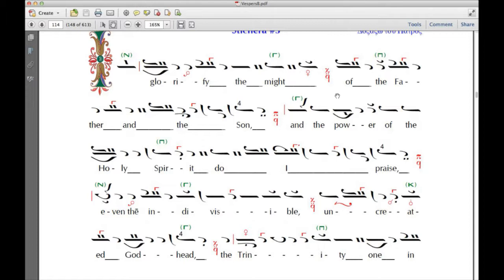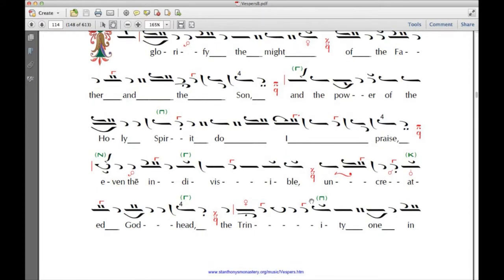Okay, so then 1, 2, 3, 4. On the fourth line, there's again the enharmonic sign. And then at the end of the line, now you know that you're going to do something and change your position in the scale. Because you have divisible, uncreated.